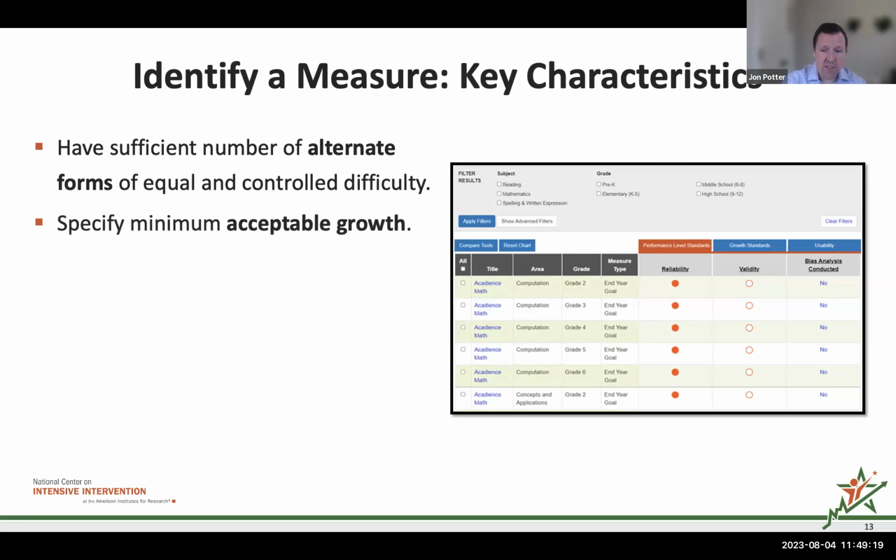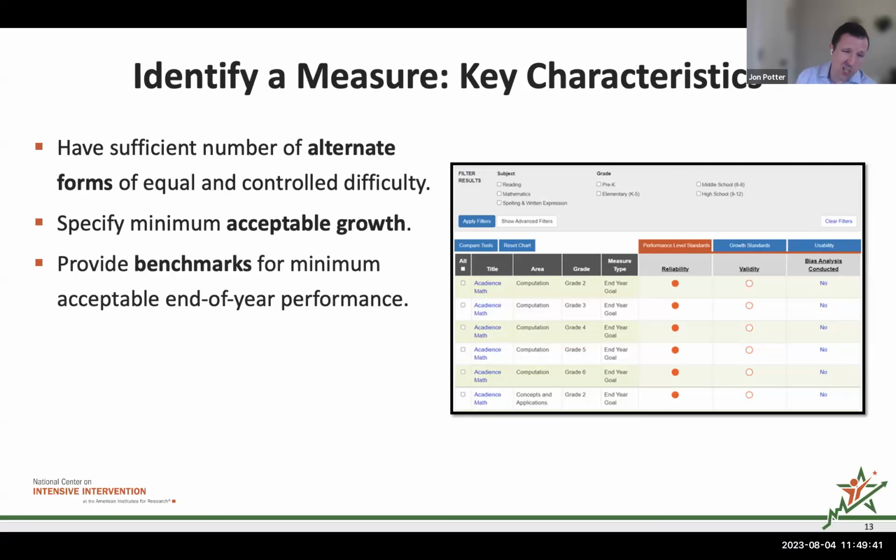We also want to have some level of specification of what is acceptable minimum growth. And again, the tools chart has some guidance on this for each of the tools, but you should know how much growth is enough. It's not just enough to see growth with kids. We want to know how much is enough. So there should be some specification about how much kids should be growing.